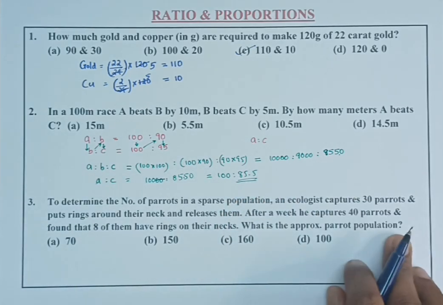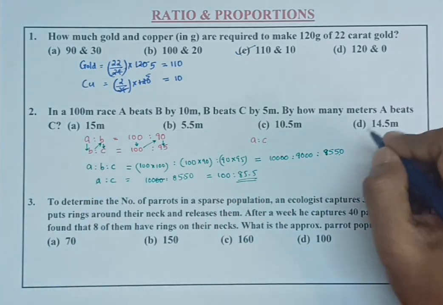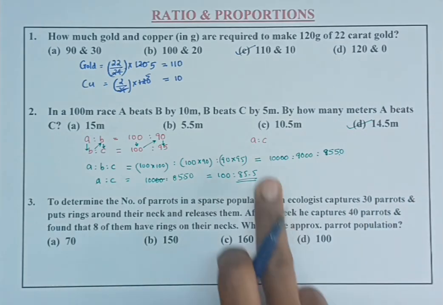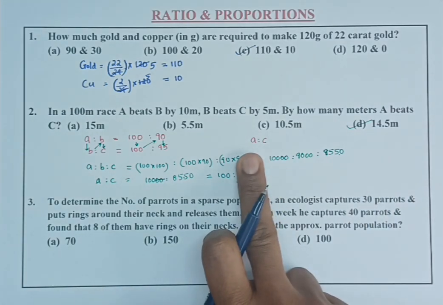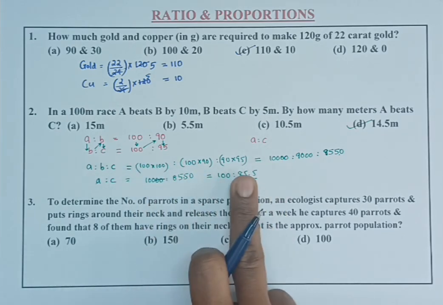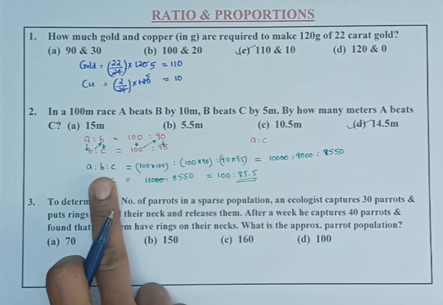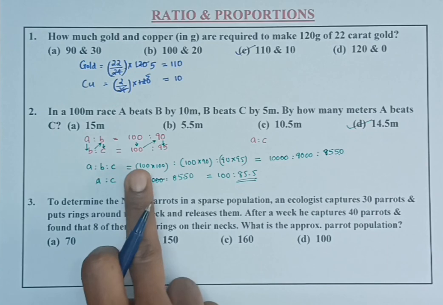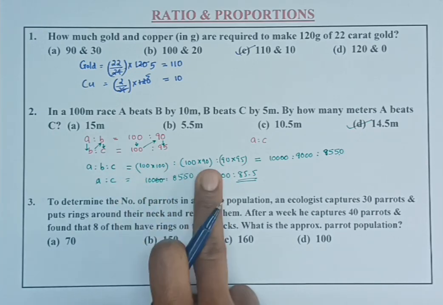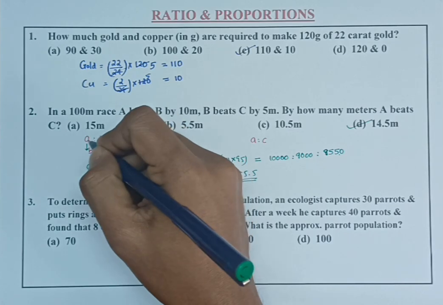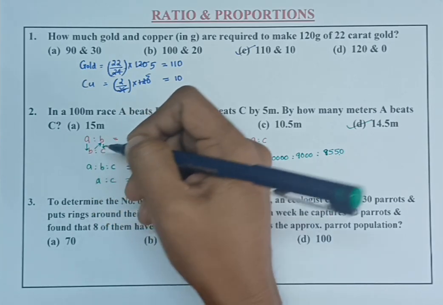So A will beat C by 14.5 meters. Since we were only asked for the ratio of A is to C, there is no need to find all this. I just explained it to get you familiar with the method whenever A is to B is to C is also asked. In this case, we can just do 100 by 100 is to 90 by 95, that is, multiply A into B and multiply B into C.